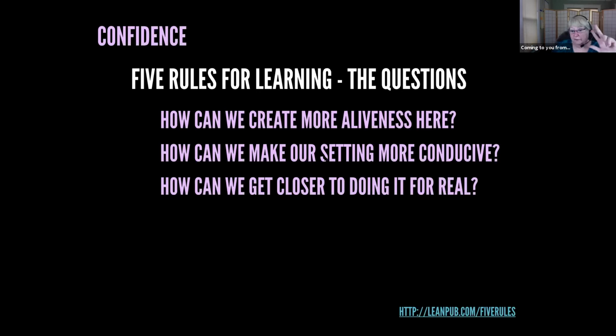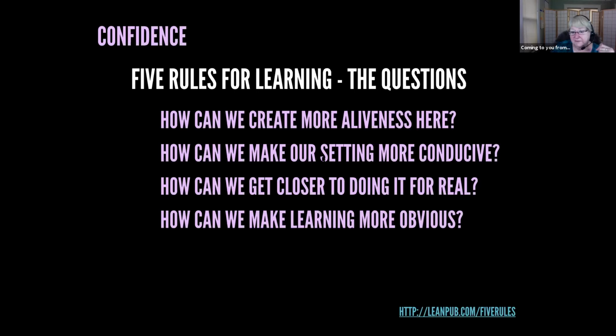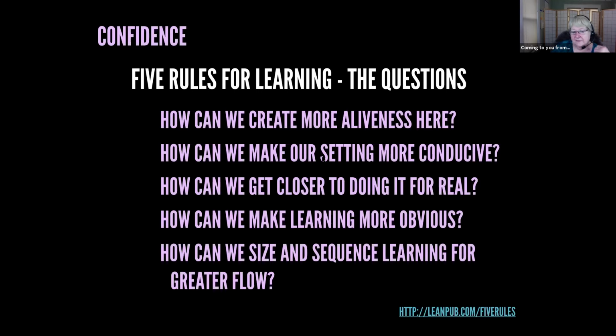How can we get closer to doing this for real? I really worked at trying to figure out how in this session we could actually do an enterprise retrospective as a part of this session, and it overcame me. I wasn't able to do it nearly as much as I wanted because I wanted to get closer to doing it for real. And then how can I make the learning more obvious here? And how do I size and sequence the learning for flow? So those are the important ones. And I think I'm going to stop there again before we move on to the next piece.